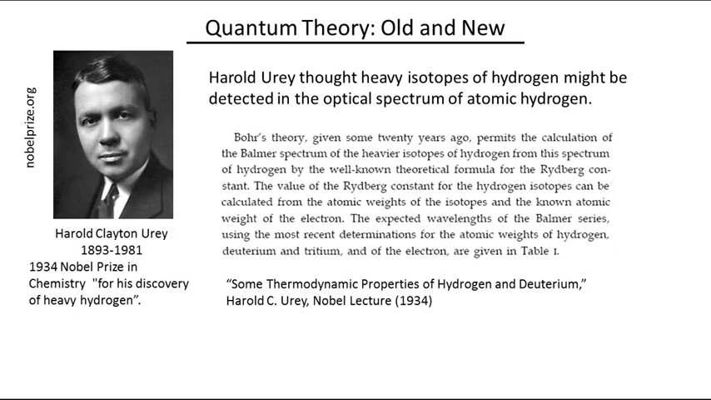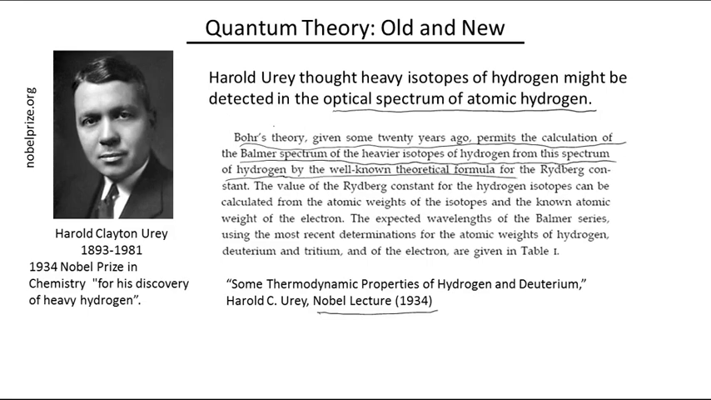So Urey had the idea of looking for this heavy isotope of hydrogen in the optical spectrum of atomic hydrogen. And here is how he states his idea, taken from his Nobel lecture of 1934. Bohr's theory, given some 20 years ago, permits the calculation of the Balmer spectrum of the heavier isotopes of hydrogen from this spectrum of hydrogen by the well-known theoretical formula for the Rydberg constant.